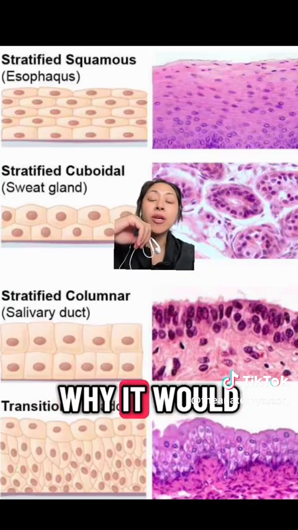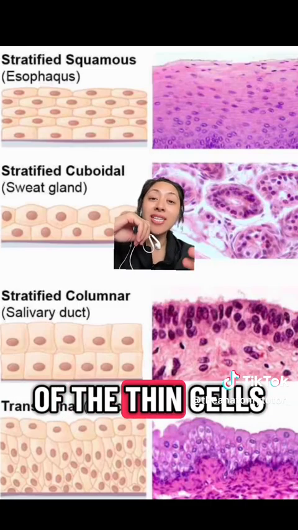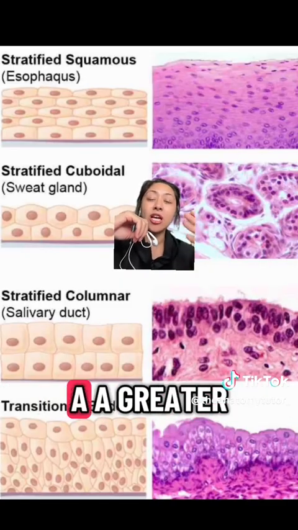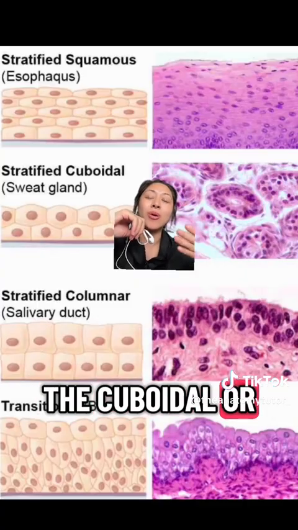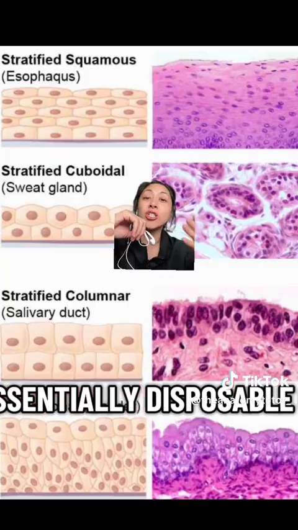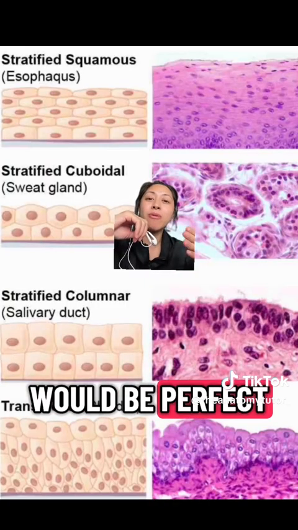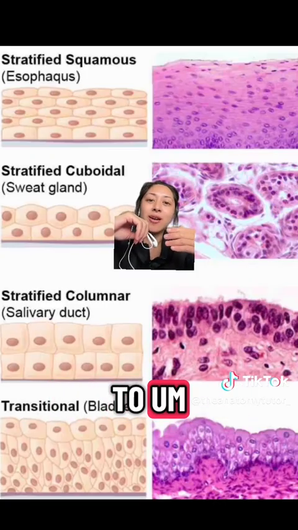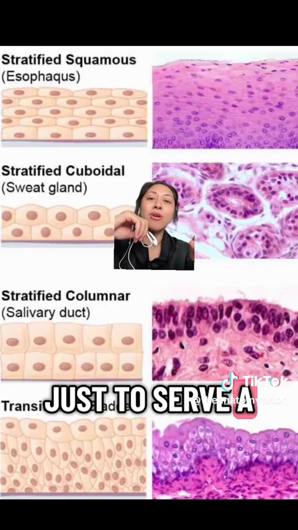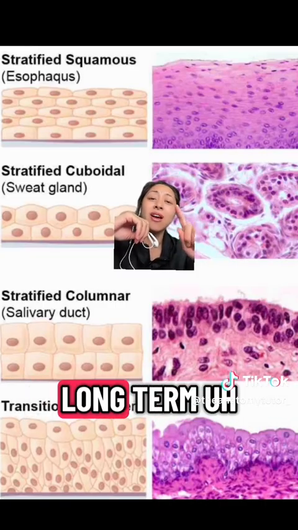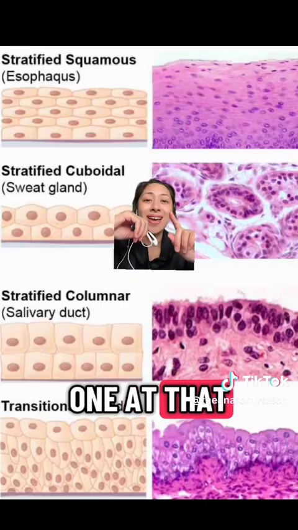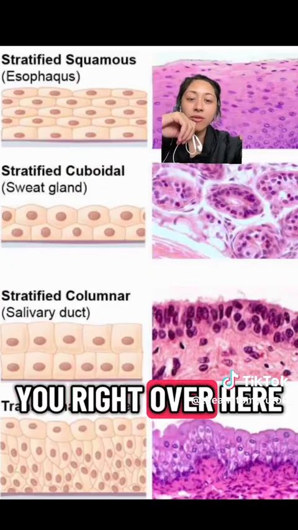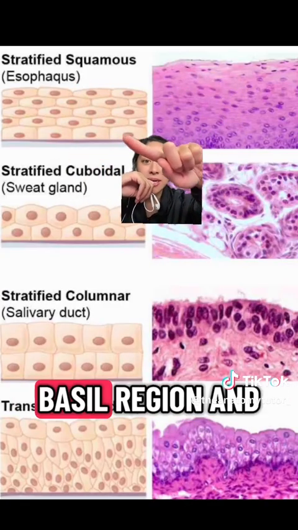Now, to explain why it would be stratified layers of the thin cells, it's because the thin cells don't have as much cytoplasm, they don't have a greater function compared to the cuboidal or columnar cells, and so these are essentially disposable cells, and they would be perfect for losing, if you will, in times where you just need to forgo certain cells just to serve a minimal purpose, but in the long term, a very significant one at that.